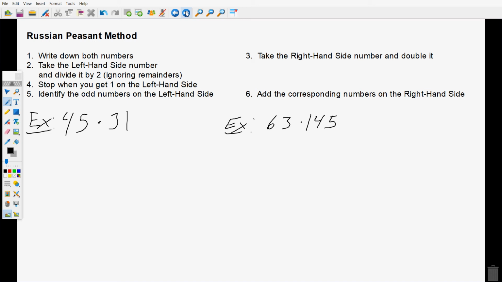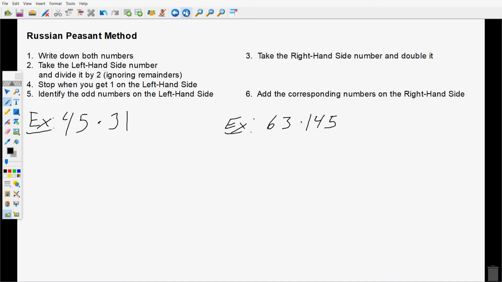So if you're given an example here where the number on the left is bigger than the number on the right, that's okay. But if it's something like the second example here, 63 times 145, I'm going to end up swapping the location of those two numbers.